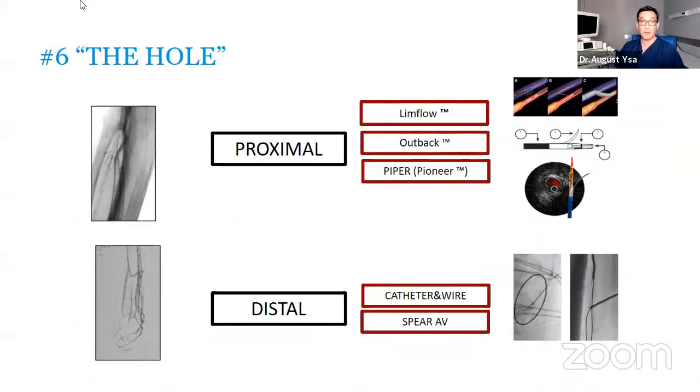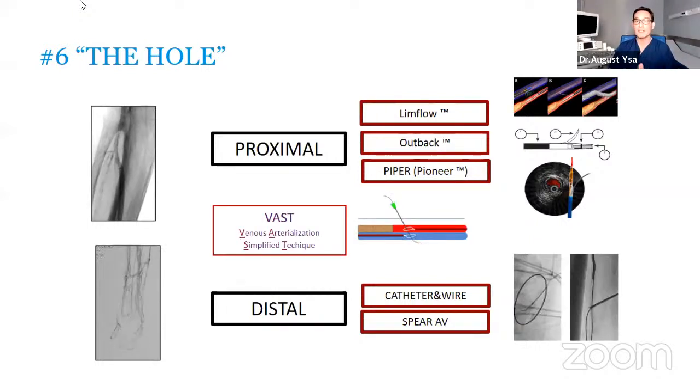And as you know, there are different ways to perform your connection, either proximal or distal. In the proximal, you can use a dedicated device, the LimFlow device, or an off-the-shelf device in a LimFlow-like way using available re-entry catheters like the Outback or the Pioneer ultrasound catheter with the PERT technique described by Bruno Migliara. And if we talk about distal DVAs, you can use the catheter and wire maneuver or the spiral technique described by Shigeo Ichihashi. And among them all, you can also use our technique, the venous arterialization simplified technique, to perform either a proximal or a distal DVA.